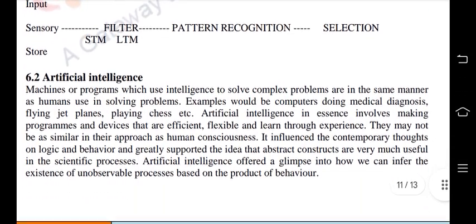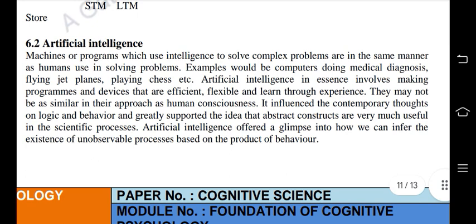Then artificial intelligence. Machines or programs which use intelligence to solve complex problems in the same manner as humans use in solving problems. Examples would be computers doing medical diagnosis, flying jet planes, playing chess, etc. Artificial intelligence in essence involves making programs and devices that are efficient, flexible, and learn through experience. They may not be similar in their approach to human consciousness.